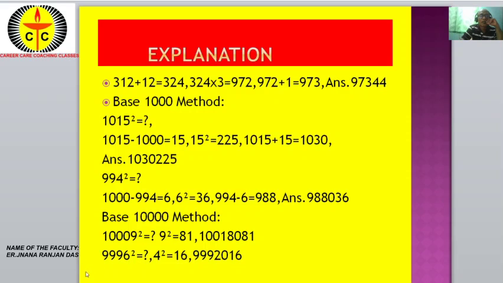Similarly, you can take the square of 9996. It is less than 10,000 by 4, and take the square of 4, that is 16. Similarly, you can find the square of the number, which is 99,920,016.